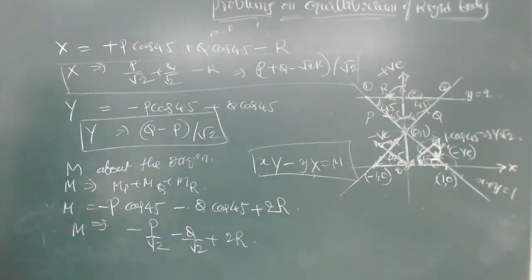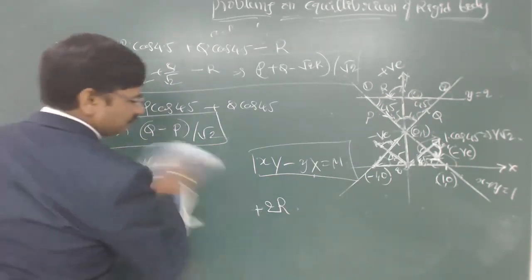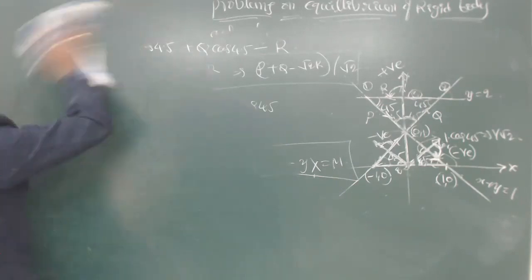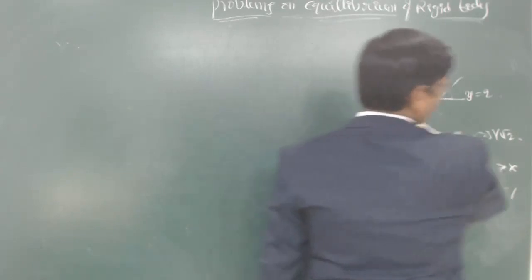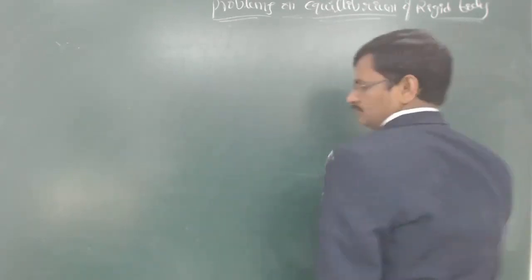Okay. So note down one more. Y is equal to 2 line makes anti-clockwise rotation here.